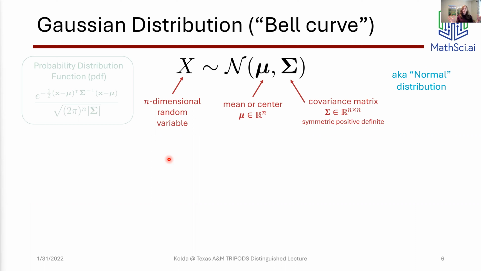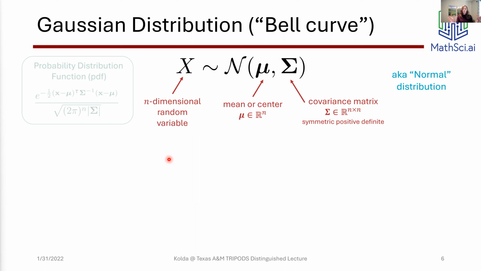One common model for describing data distributions is just the plain old Gaussian. You might know it as the bell curve or the normal distribution. We'll denote it with an N before normal. We have an n-dimensional random variable that we'll call x. The normal distribution is described by 2 parameters. The first is the mean or the center, which we'll denote as mu. The second is an n by n covariance matrix sigma, which is symmetric, positive definite.